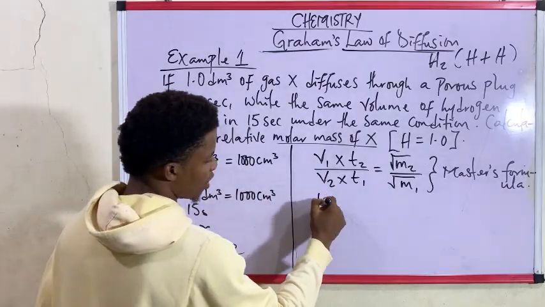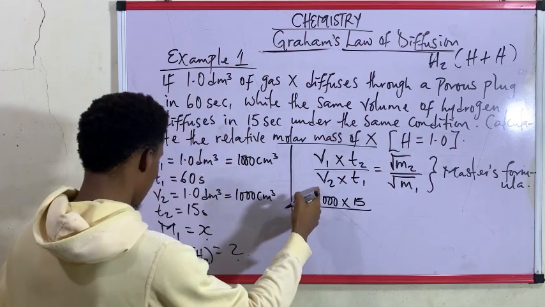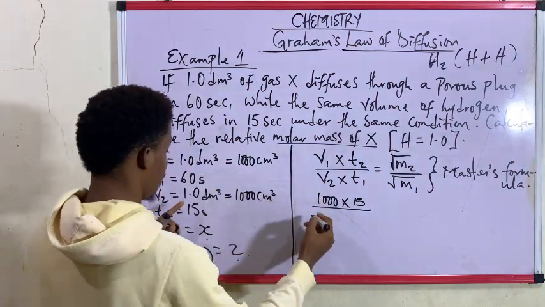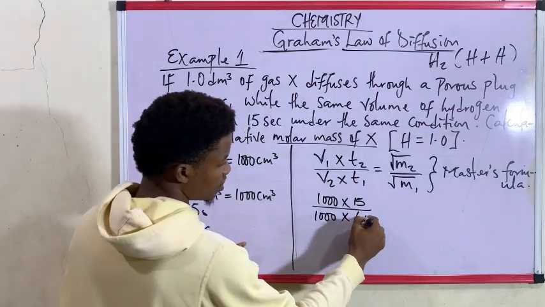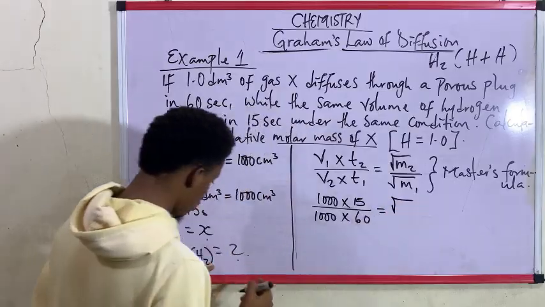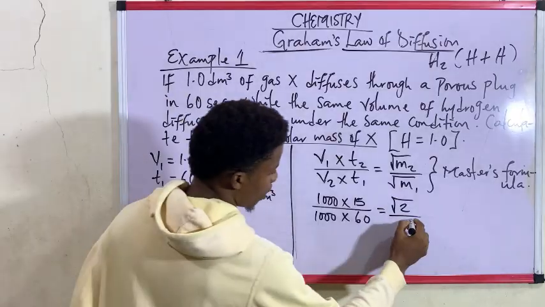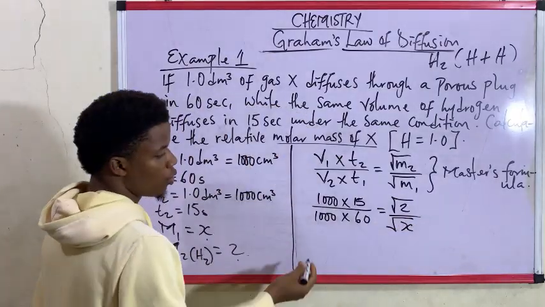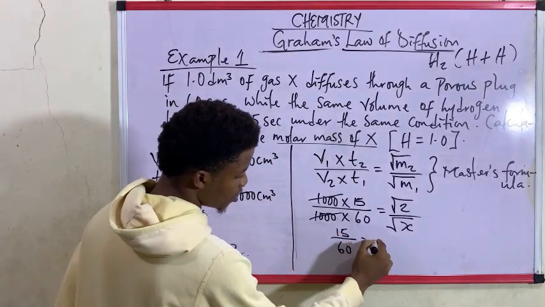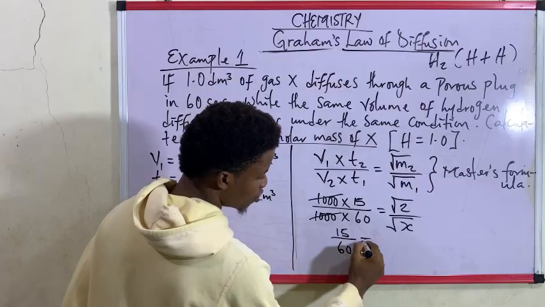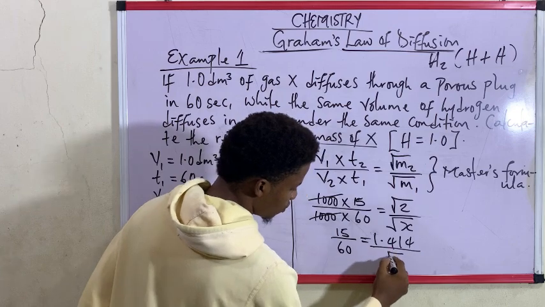Now, when you do this, we have 1000 times, what is T2? 15 all over. What's our V2? V2 is still 1000 times, what's our T1? 60, equal to root M2. M2 is hydrogen, and the molar mass of hydrogen is 2, all over, what's M1? That's what we are looking for. So root X. So obviously 1000 cancels out 1000. What do we have? 15 all over 60 is equal to root 2. In fact, if you do root 2 with your calculator, you're going to get 1.414 all over root X.